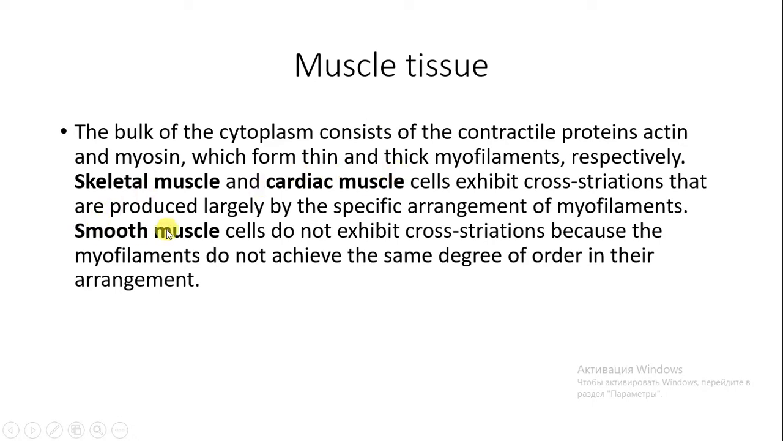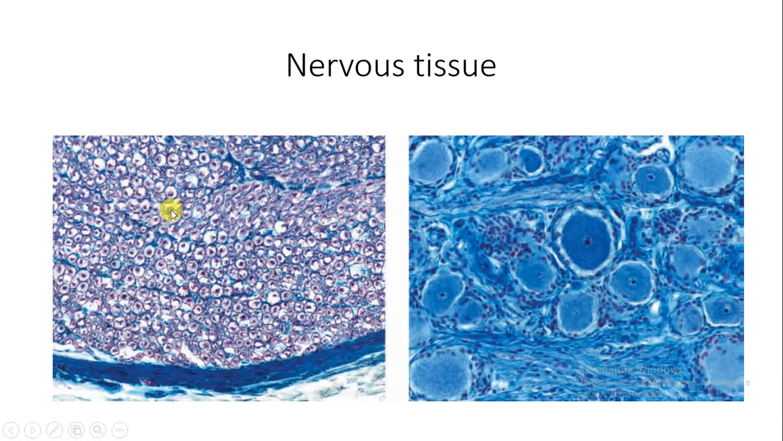So, skeletal, cardiac, and smooth muscle. Skeletal muscle equals striated muscle. Smooth muscle is smooth muscle. And nervous tissue. Finally, nervous tissue has specific features, absolutely unusual for other tissues.